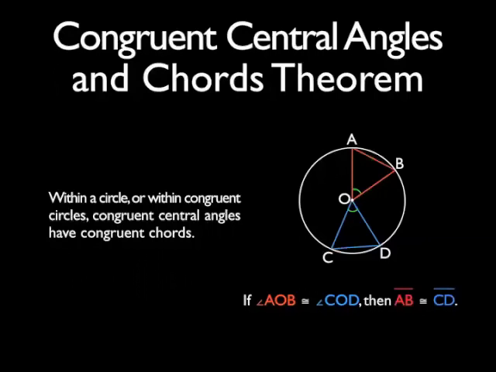Again, the proof of this is going to be pretty straightforward. Notice that segments OA, OB, OC, and OD are all radii and therefore congruent. And if they were in congruent circles, they would still be congruent. So can you see how triangle AOB and triangle COD are congruent by side angle side? Therefore, corresponding parts of congruent triangles are congruent because of the definition of congruent polygons.